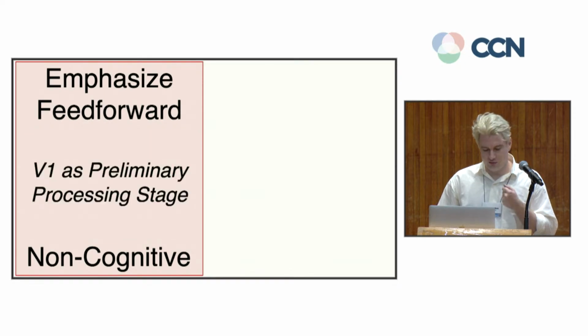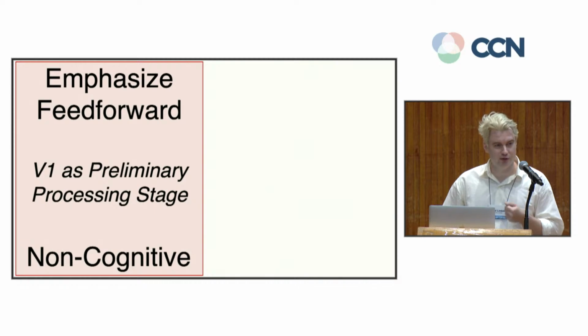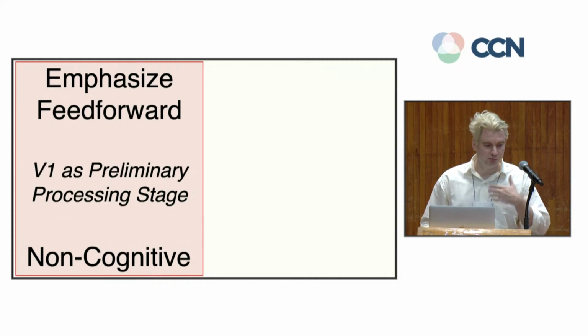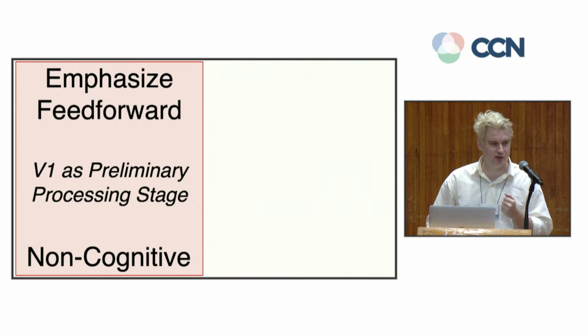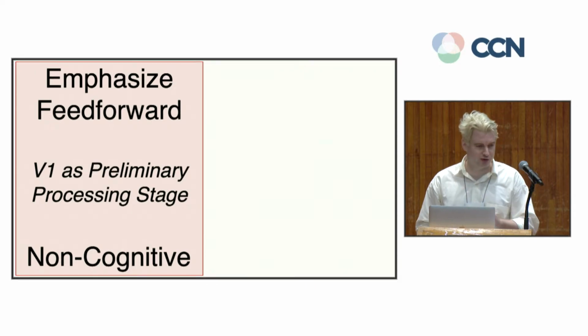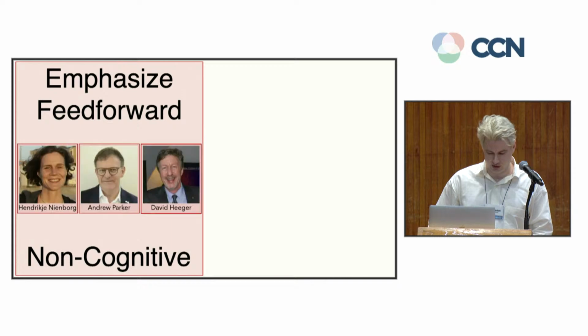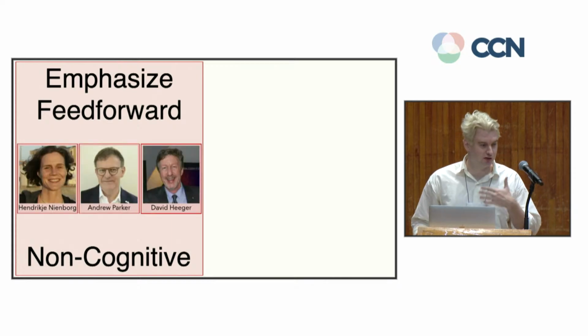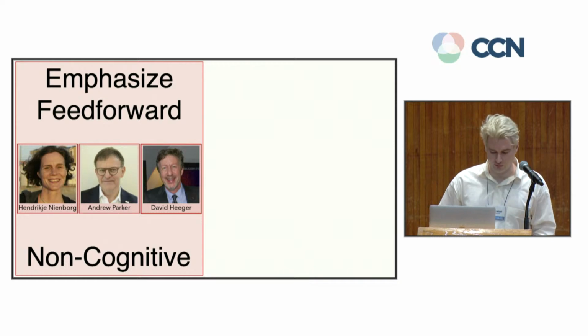Under this account, V1 is typically seen as a preliminary processing stage, right? So the idea is that V1 may do some processing. It might do some image processing, some edge detection, but ultimately, most of the stuff we're interested in vision happens further along the visual stream. And we'll have 3 talks today that at least start from that tradition or way of thinking about V1.